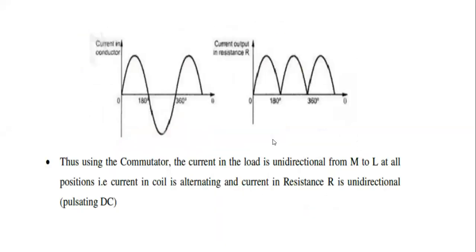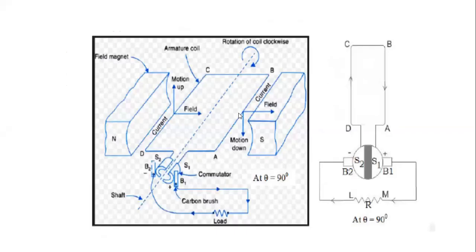When we change that position, the CD conductor is on the north pole side and the AB conductor is on the south pole side, and AB is connected to the S1 segment and CD is connected to the S2 segment. Both the segments and the conductor positions are changed. Then we observe the current direction, that is B, A, B1, M, L, B2. Therefore the direction of the current through the R load is the same in both cases.